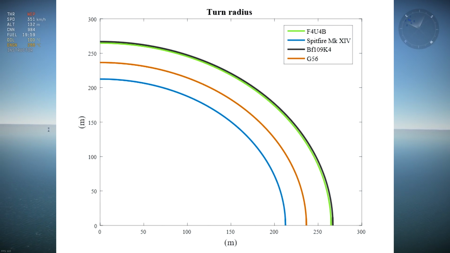Here are the turn radius results, which were predictable. The Spitfire has the tightest turn by a decent margin, followed by the G56, and then the F4U-4B, which has a very small advantage over the K4.